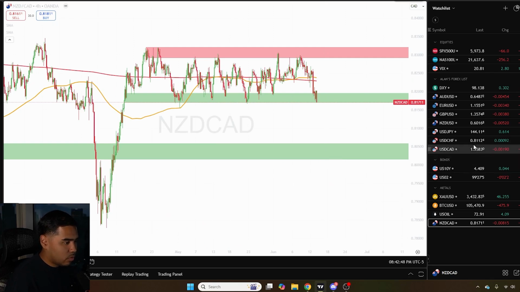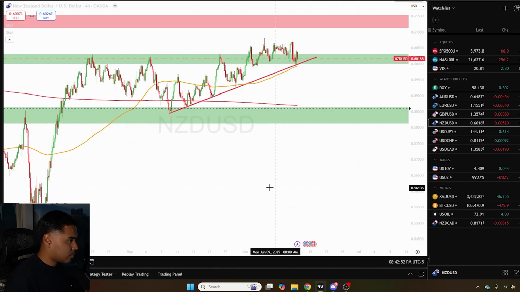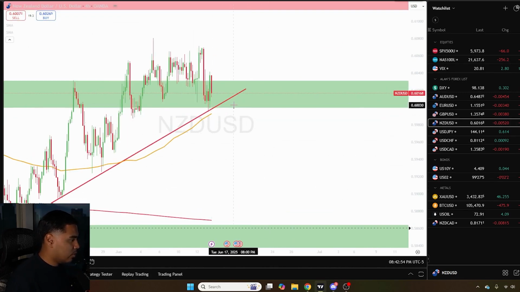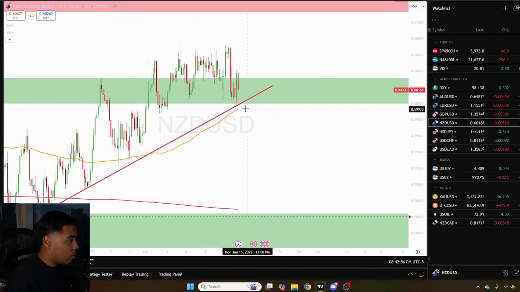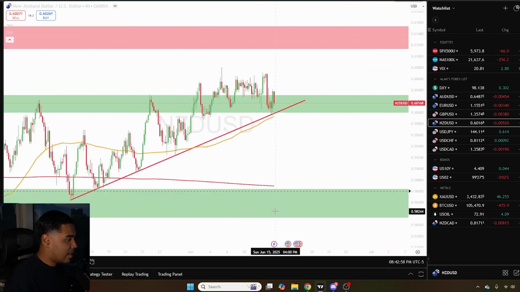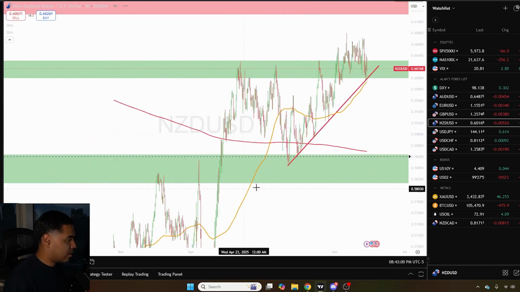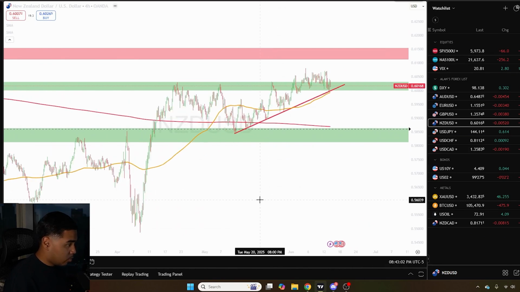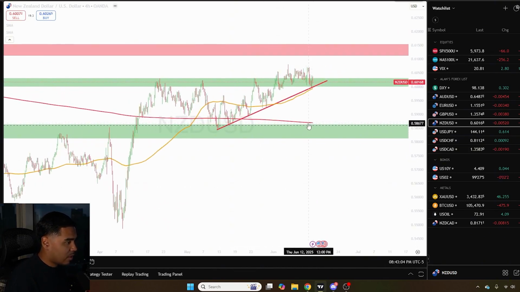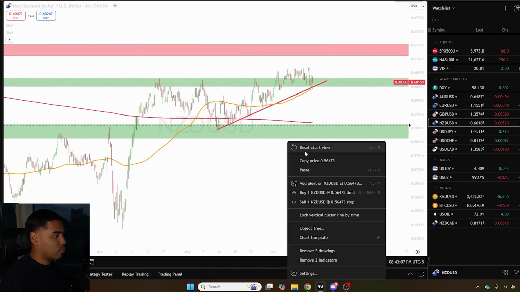Revisiting the New Zealand US dollar, we'll use the same technical moving averages here. If we break this level, retest and stay below, we'll actually be below the 50-day moving average, and I'll be targeting this same thing and not the whole thing. I don't want to get too greedy here, but I want to target at least this 200-day moving average.